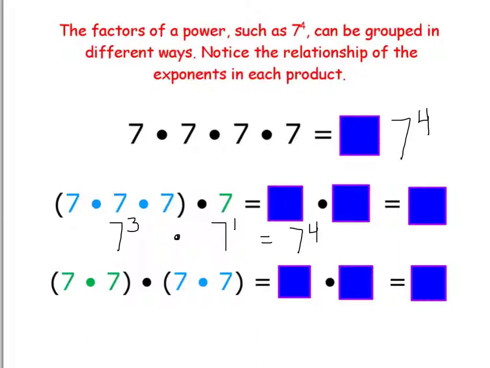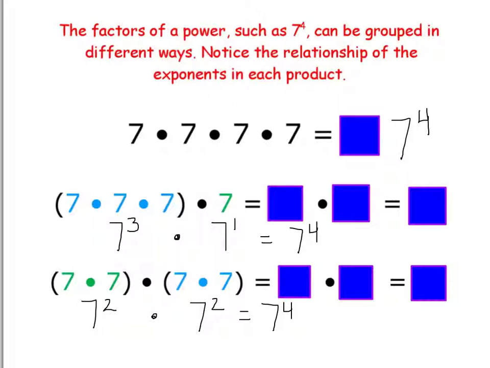The other way we can do this is by grouping them in twos. 7 times 7 is 7 squared, and 7 times 7 is 7 squared. But again, we still have 4 7s, and together we know that that equals 7 to the 4th.